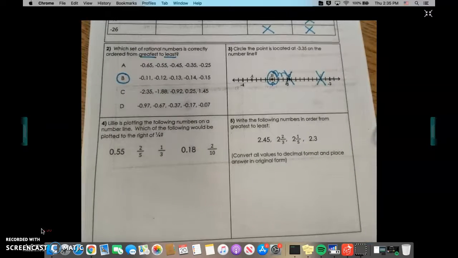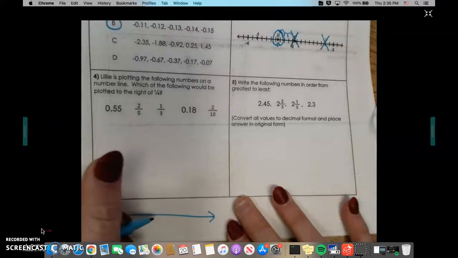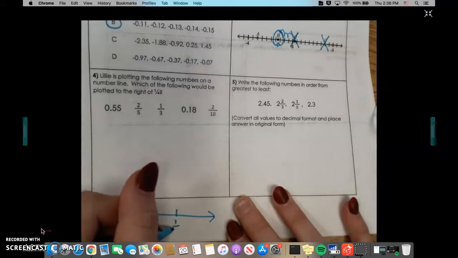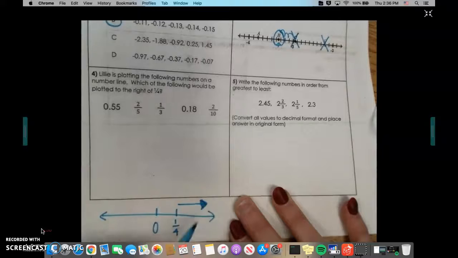Moving on to number 4, Lily is plotting the following numbers on a number line. Which of the following would be plotted to the right of 1/4? So if I had a number line down here, and I had 0 in the middle, I would have 1/4 about right here. I want all the numbers to the right. So those would be all the positive numbers, or all the numbers bigger than 1/4.